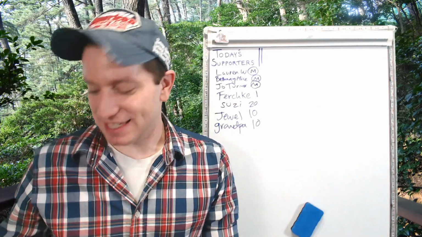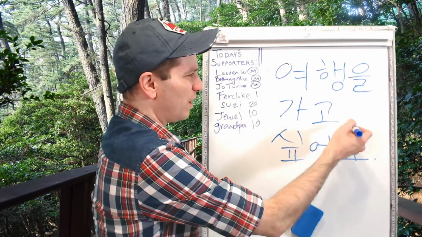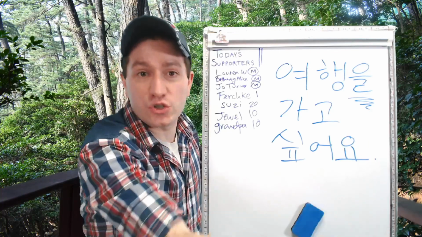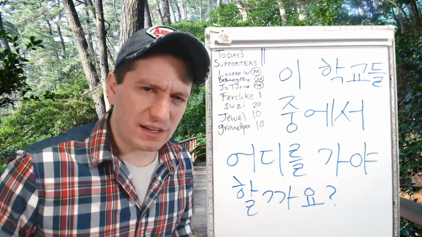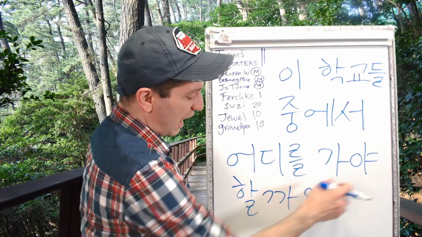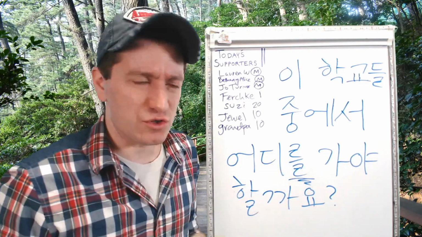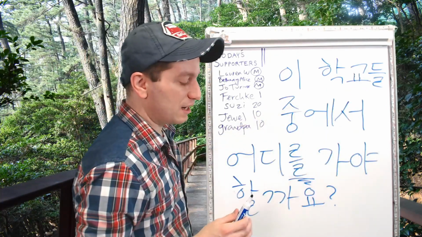Let me give you a couple examples of this. 여행을 가고 싶어요. So I want to go, and my destination, my goal is a trip. I want to go on a trip. Among these schools, literally, 이 학교들 중에서 어디를 가야 할까요? Where do I need to go? Where should I go? So which of these schools should I go to?